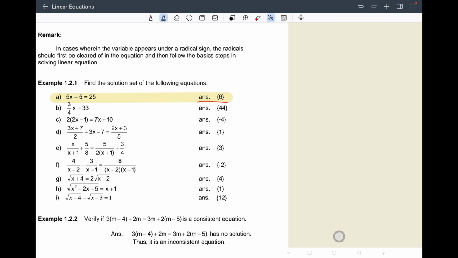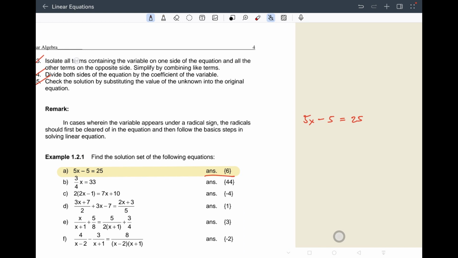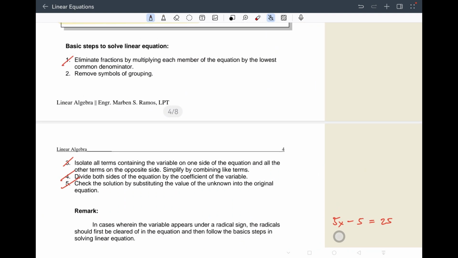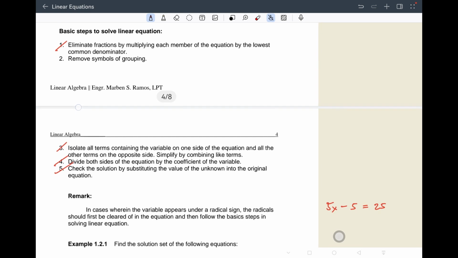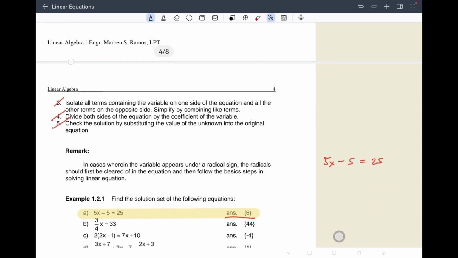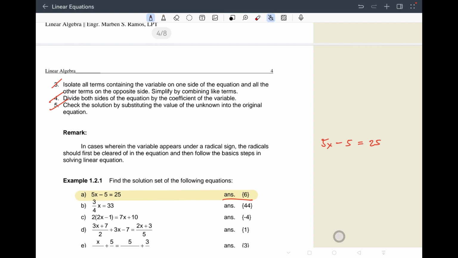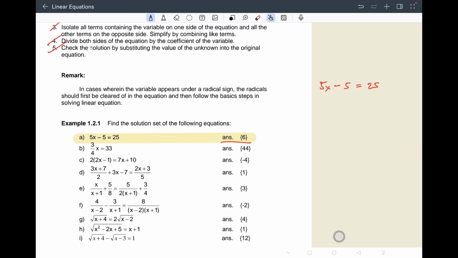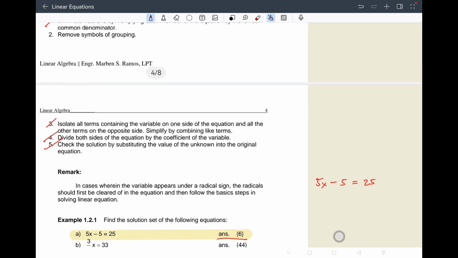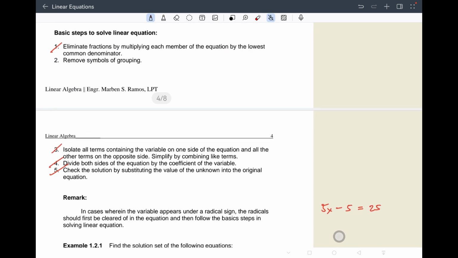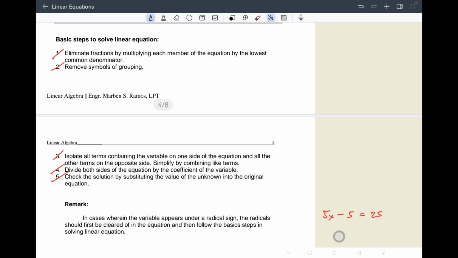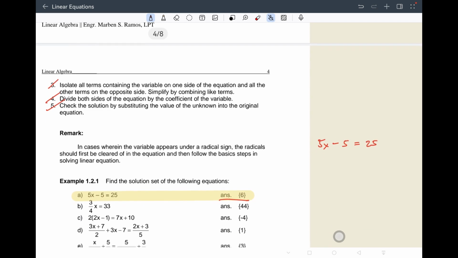So let's take the first equation: 5x minus 5 equals 25. So let's check. Let's follow the instructions. Step 1, eliminate fractions by multiplying each member of the equation by the lowest common denominator. In the case na merong fraction. Pero sa equation number 1, sinasolve natin, wala namang fraction. So we can disregard the first step.